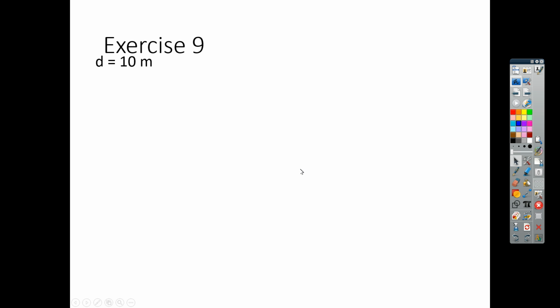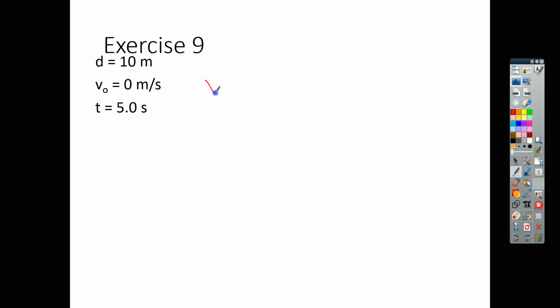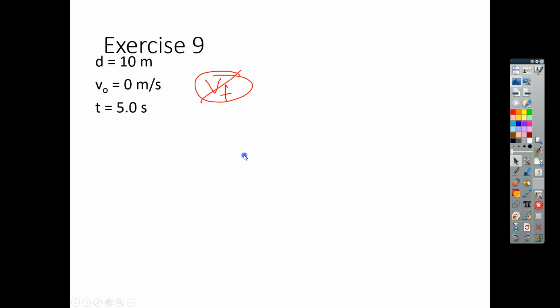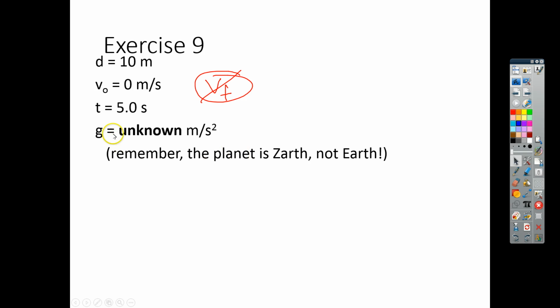So we've been given a distance of 10 meters. We know that the original speed of the ball is 0 meters per second. We know it takes that ball 5 seconds to fall. Notice that we do not have the final velocity of the ball, and we don't need the final velocity of the ball. So at this point, we're going to find g. We are on another planet. We're not on Earth, so we cannot use 10 for g. Instead, we're going to use an unknown, and we're going to find that unknown number.